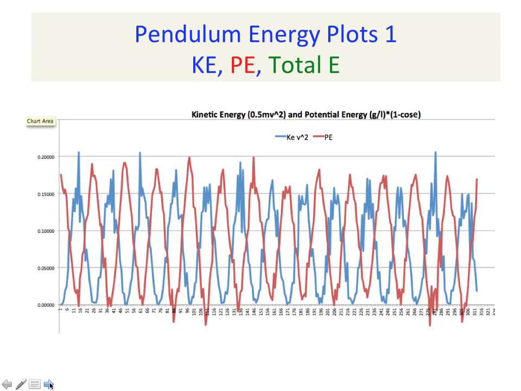So here we have a plot of the kinetic energy in blue and the potential energy in red. You can see when the kinetic energy is peaking, the potential energy is at a minimum. A little bit of jitter. These are from the Y measurements and also the velocity calculations, but otherwise fairly good agreement with the energy principle.